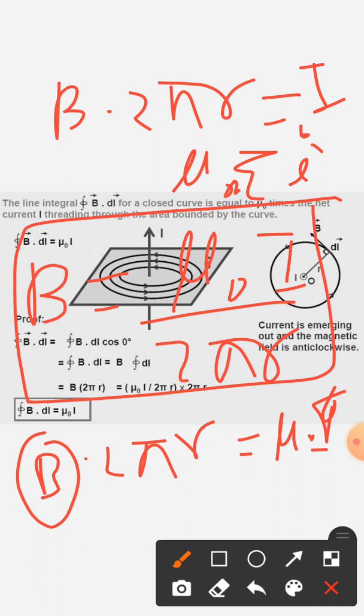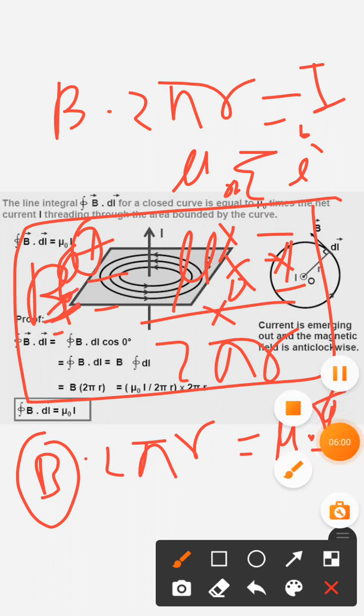The direction of the magnetic field is found along the right hand thumb rule. On the right side, the magnetic field will be perpendicular to this paper, inwards. On the other hand, on the left side, the magnetic field will be outwards from the plane of the paper.